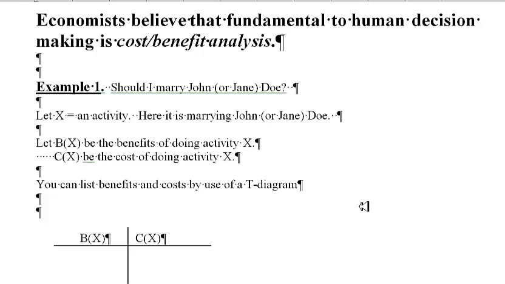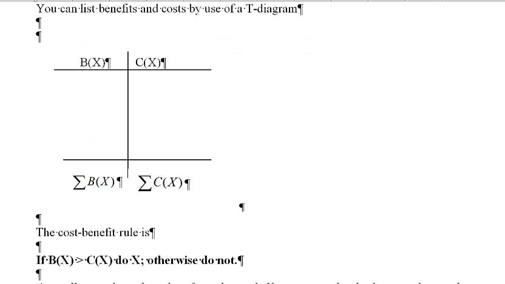Let's let B of X be a function. So B of X is the benefit of doing activity X. C of X is the cost of doing activity X. And so the question is, does the benefit of doing activity X outweigh the costs? And so you can make a list of benefits and costs. So let's just think of some benefits and costs of being married.